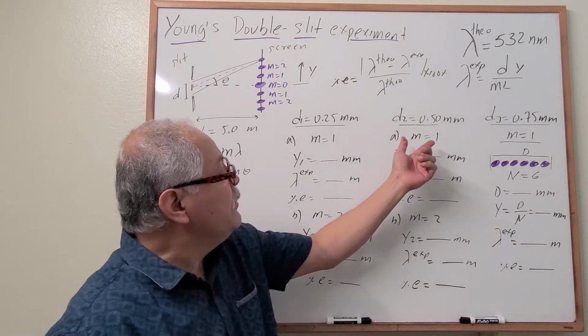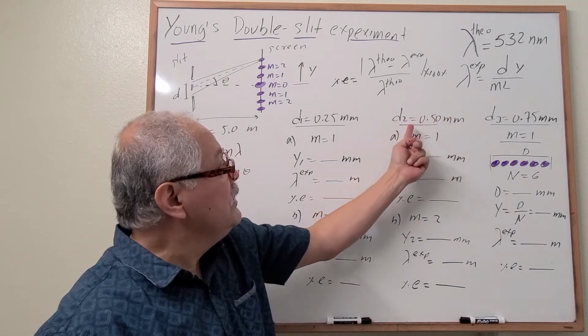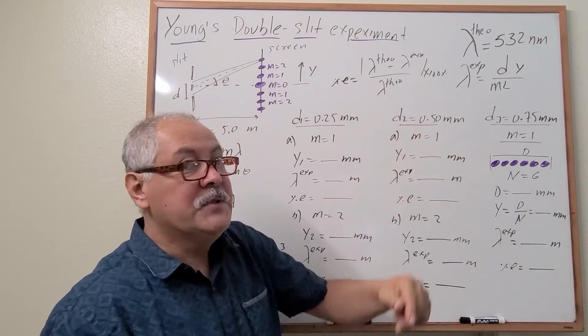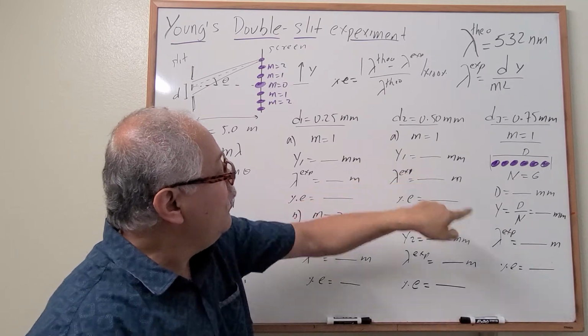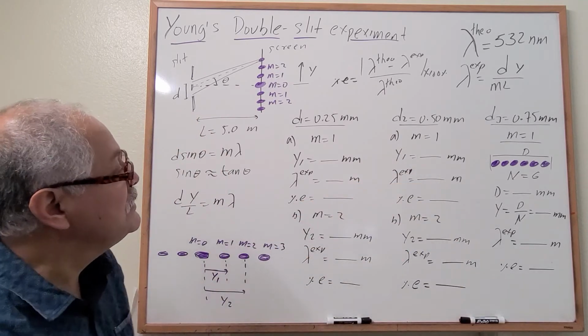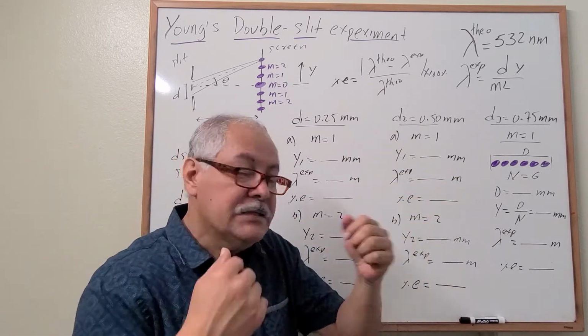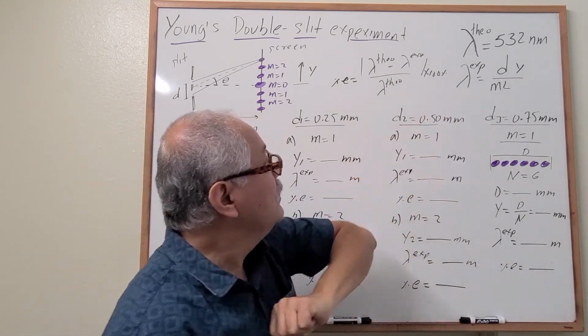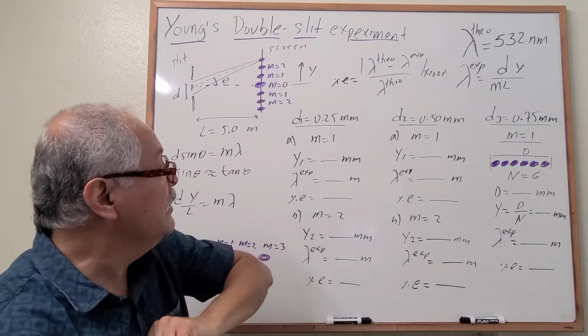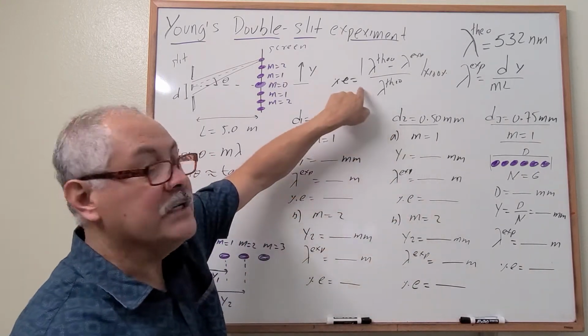Let's go to part 2, right? Case 2, d2 equals 2.50 millimeters. The same thing. Let's go for m equals 1. Find y1, write that distance in meters, right? Find the experimental value for the wavelength using that equation, and then find the percent error.